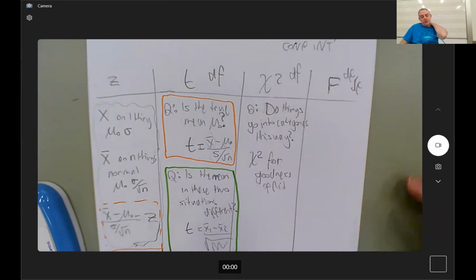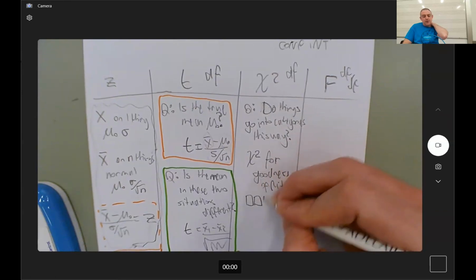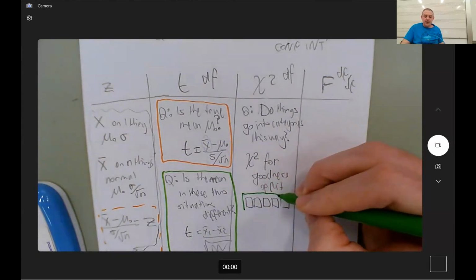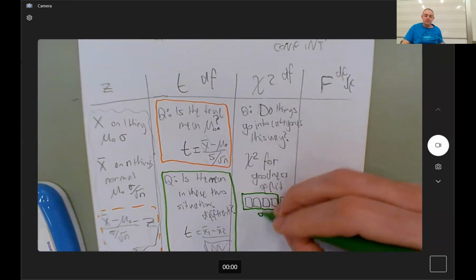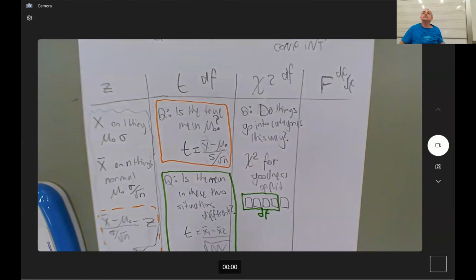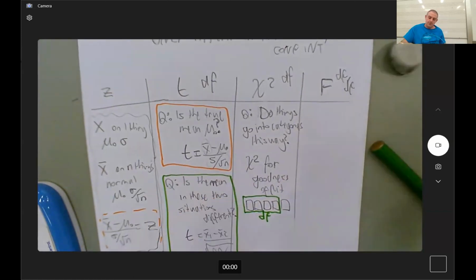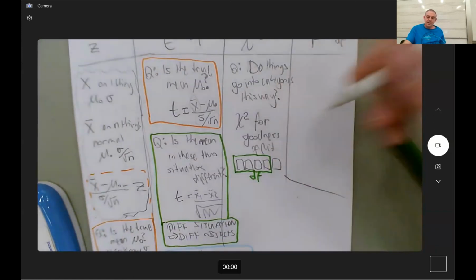So with the chi-square for goodness of fit, you have all these boxes that your things can be in, and the degrees of freedom is how many boxes except one. So that's that question.